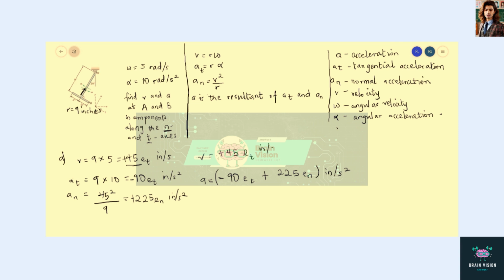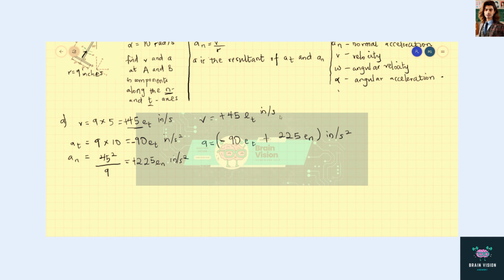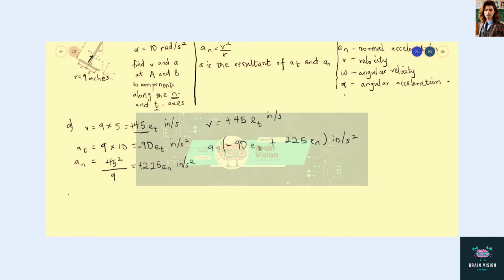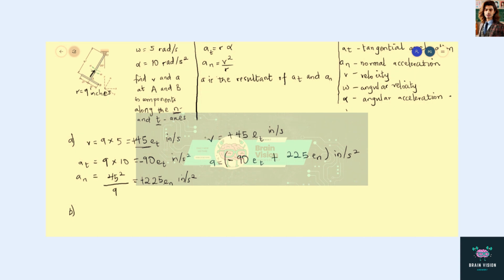Now let's go to part B. This is where it gets a little tricky. In B, we need to actually separate this. You can see that it has two sides to it, kind of a right angle. So we need to consider this side and this side separately.